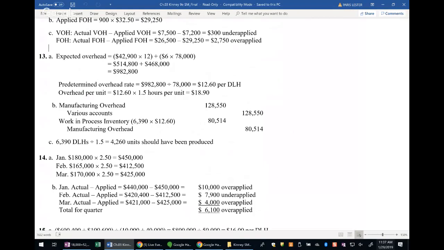Now, do you have any idea what you do with it? You will debit cost of goods sold 6,100, and you'll credit factory overhead 6,100. You got to give factory overhead a zero balance. You got to give it a zero balance. All right, let's see. You can apply that to departments.